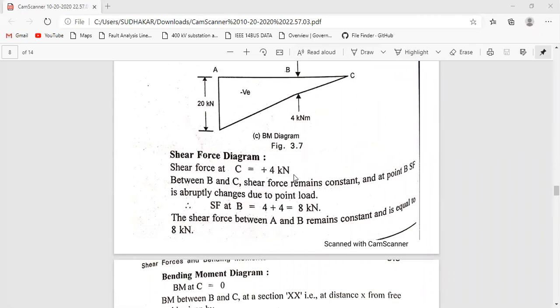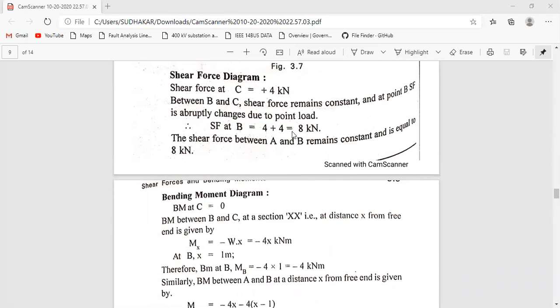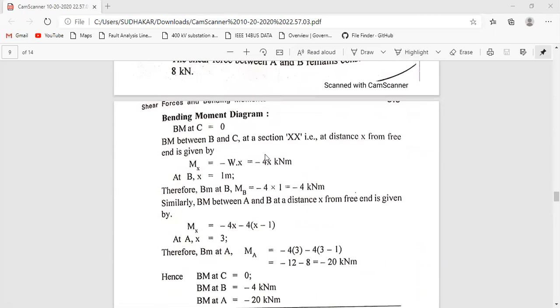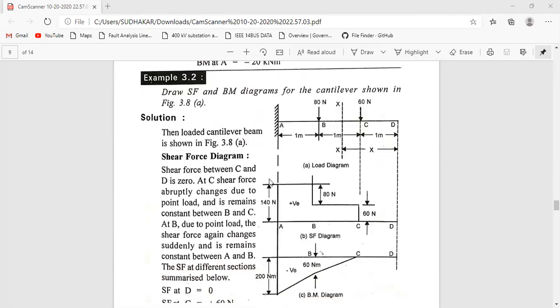We will calculate how to calculate the shear force and bending moment later. Before that, I would like to explain one more example here, how to draw shear force and bending moment diagrams.